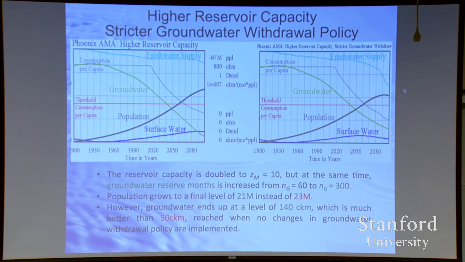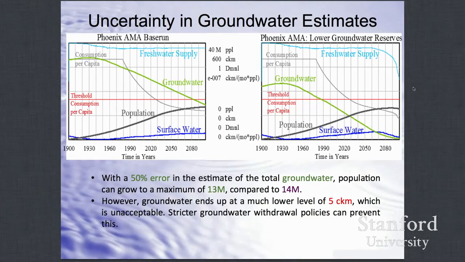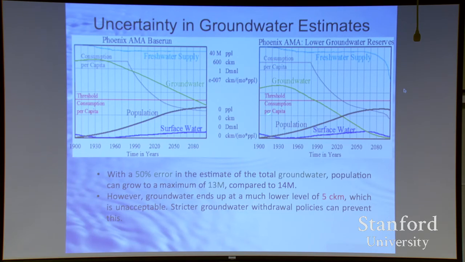And finally, this was a story about, what if we have these uncertainties in our groundwater estimates? Because this happens in lots of places, and we can lose a portion of our groundwater because of pollution, because of dilution with chemicals. So if we start our groundwater at half the level, so we are 50% uncertain about our total estimates of groundwater in this region, what happens is population keeps growing up to a certain point. However, groundwater goes to very low levels of about 5 ckm. And this is really not good.